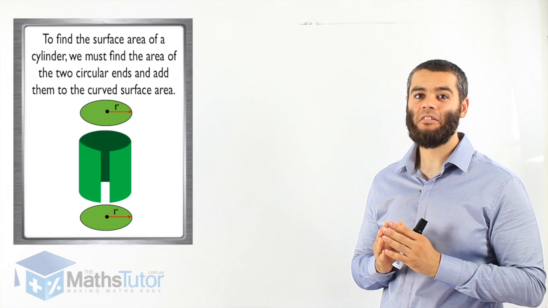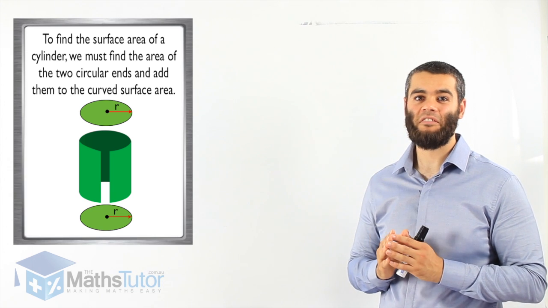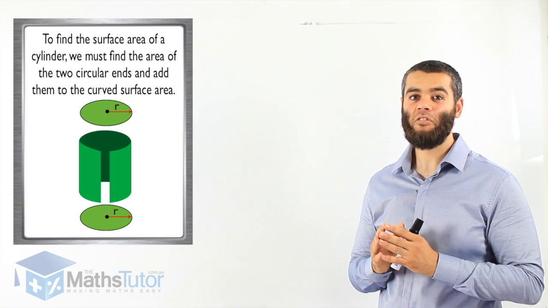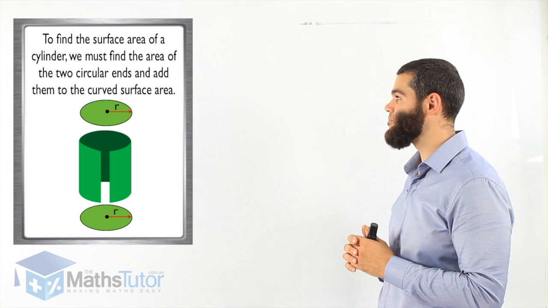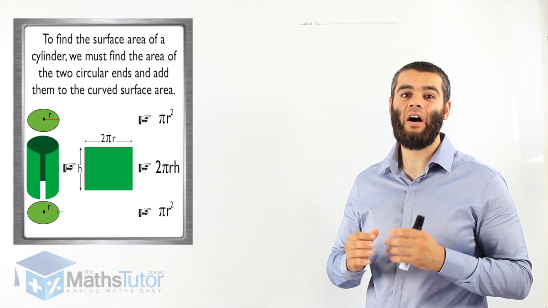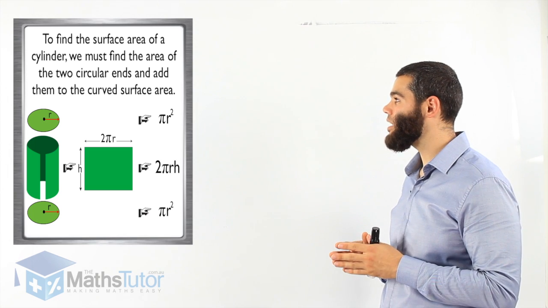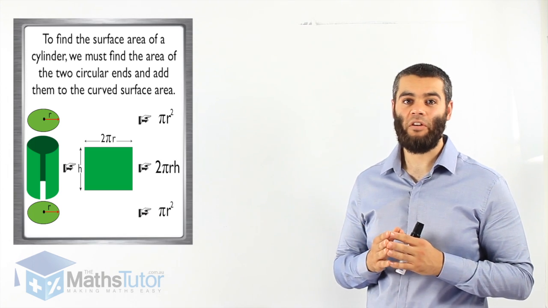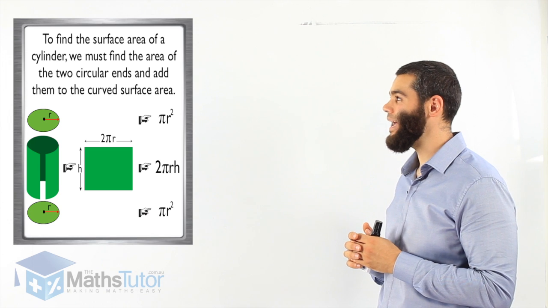So how many parts make up a cylinder? In fact, there are three parts: the top circle, the bottom circle, and the curved surface area. You can see here that the area of the circle is pi r squared, and the bottom circle, same thing, pi r squared. The curved surface area has a special formula. It is 2 pi rh.